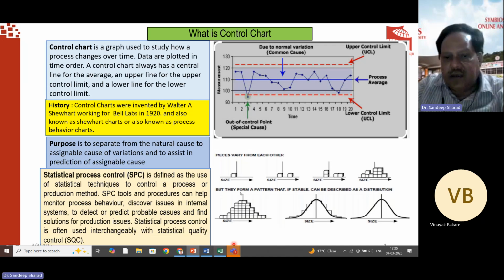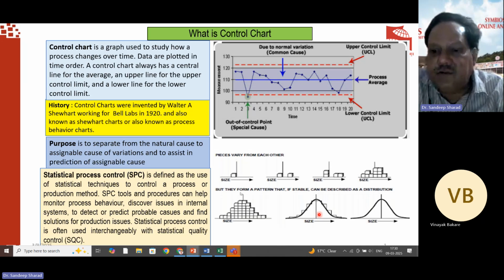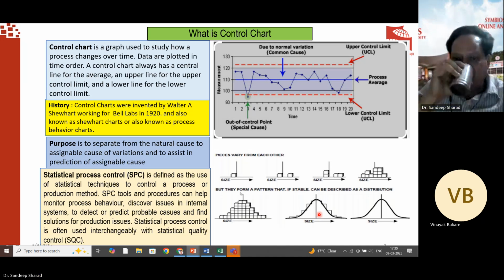So these are other bell-shaped curves. Whenever the particular items go with those bell-shaped curves, and the upper control and lower control limits are within that zone, then we call it natural variation. Whenever those variations go beyond that limit, then we call it an assignable cause.